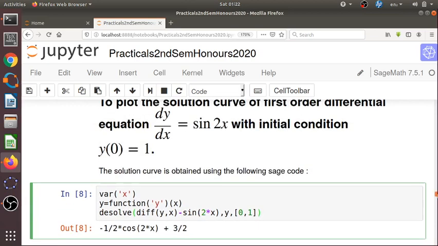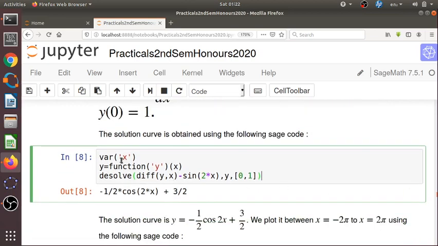So how to solve this? We have to define the independent variable here, which is x, the function y equal to a function of x, and dsolve. So what is our differential equation? dy/dx minus sine twice x. Okay, so we have written this part here, diff(y, x) minus sin(2x), comma y, and then the initial condition is put inside the square brackets. The first coordinate represents x, the second coordinate represents y. So it's y(0) equal to 1. That means when x is 0, y is 1. Okay, this is the initial condition.